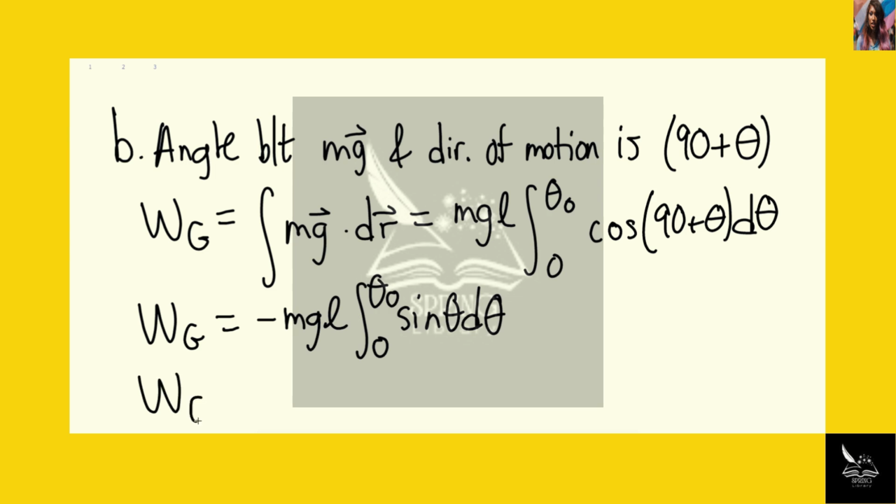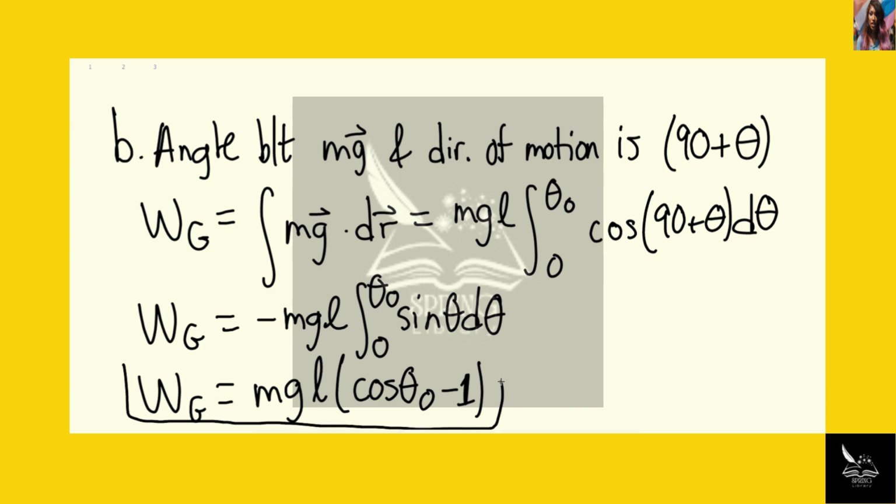So the work of gravity will simply be equal to mgL, and then here would be cosine of theta naught minus 1. So exactly the opposite. And that would be the formula for the work done by gravity.